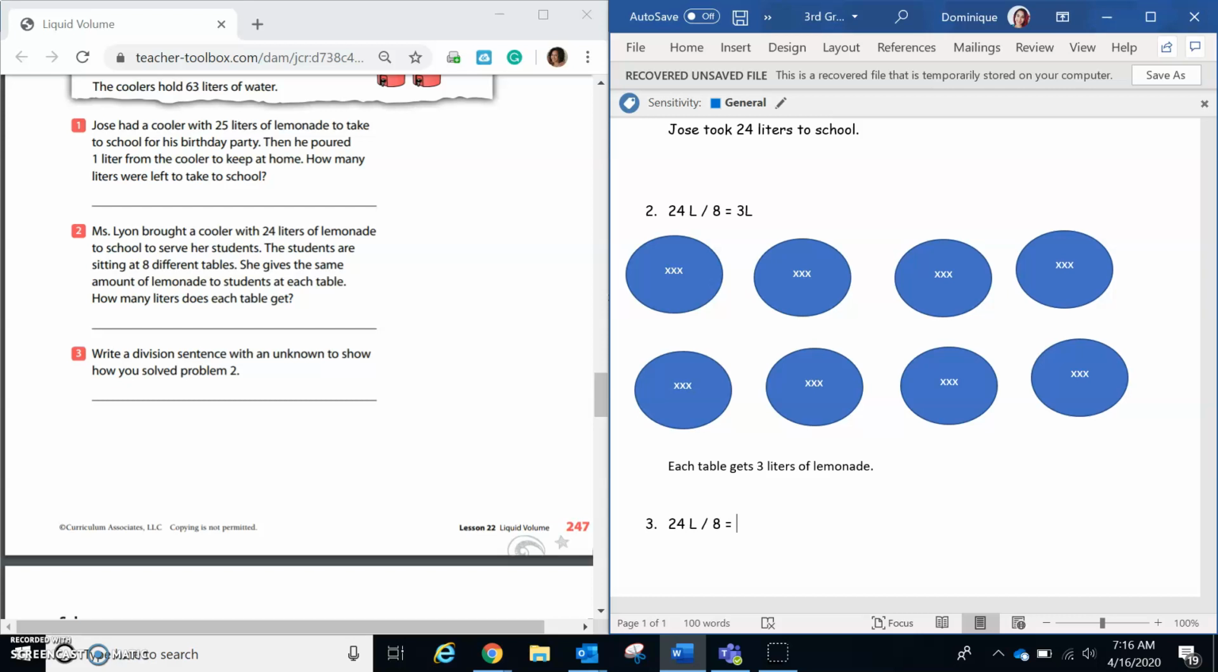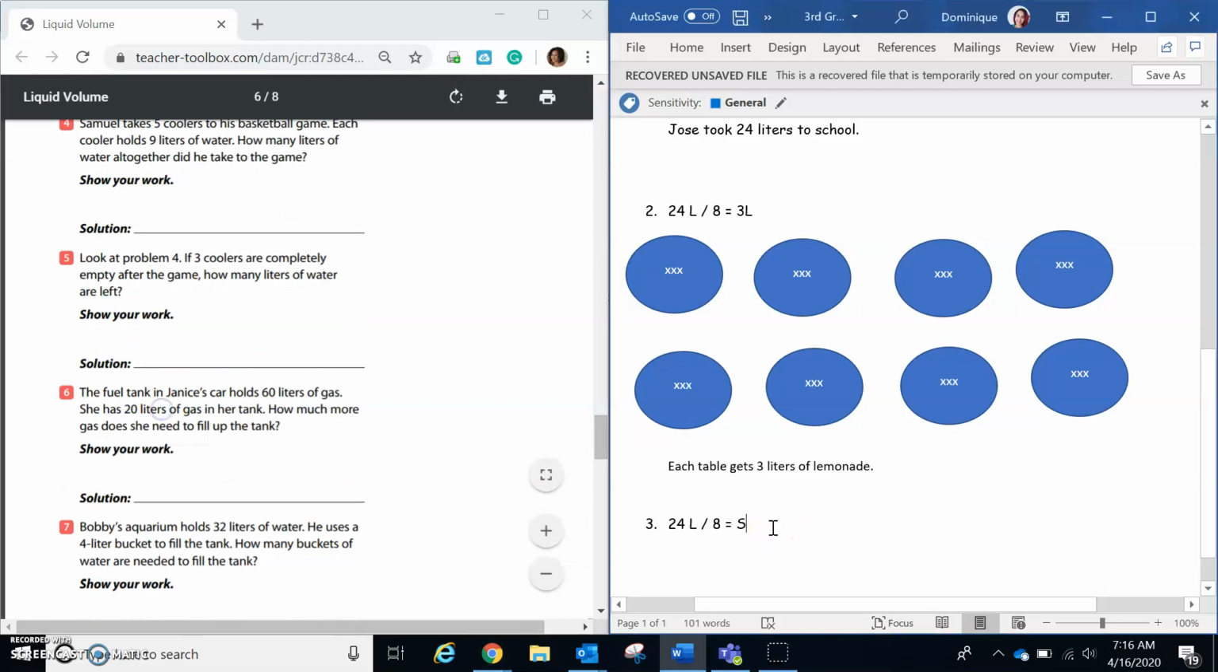So we can simply put S for our unknown. If you want to put P, Q, X, square, triangle, whatever you choose, that is fine. As long as you show some type of symbol to let us know that this is your unknown.